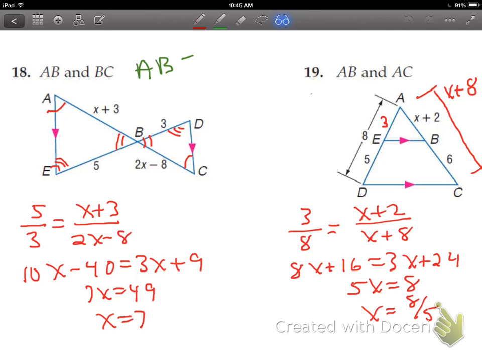The length of AB then will be 7 plus 3, which is 10. And the length of BC will be 2 times 7 minus 8. That would be 2 times 7 is 14 minus 8 is 6.